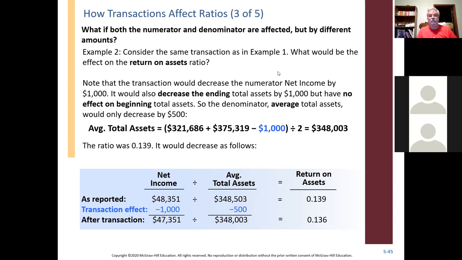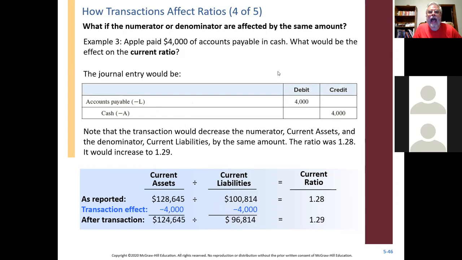Well, now let's take a look at this. Apple has settled an obligation. It's paid down accounts payable. Well, what effect is this going to have on the current ratio? Well, we know the current ratio expresses a relationship between current assets and current liabilities. Because cash has been paid, current assets will be affected. Because an accounts payable has been settled, current liabilities will be affected. So as you can see, current assets are going to decrease by $4,000. Current liabilities are going to decrease by $4,000. But the key thing here, folks, look what happens to the current ratio.